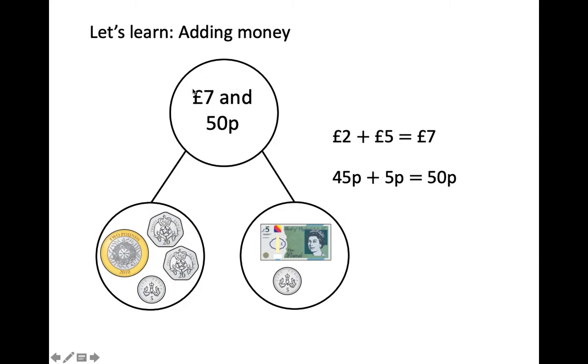And notice I write my pounds first with my pound sign at the start, my number, and then the 50p with the p afterwards. So it's really important to include that pound sign and the pence in your answer. Okay, really, really important. We don't just write 7 and 50. You must use your pound and pence.